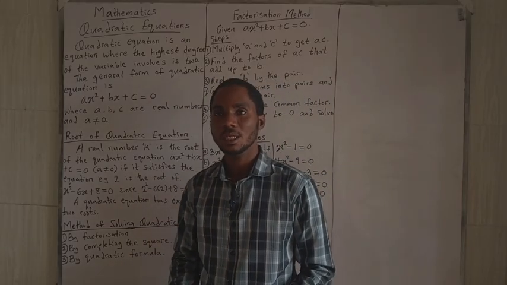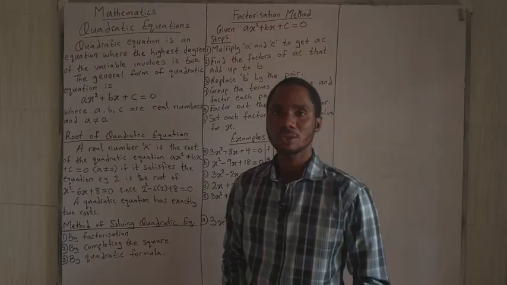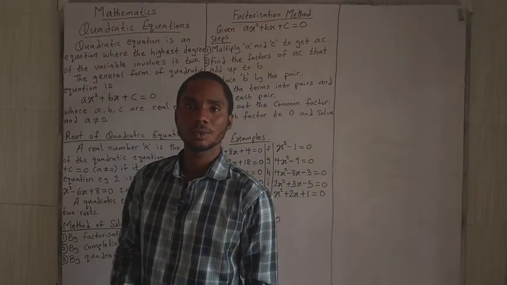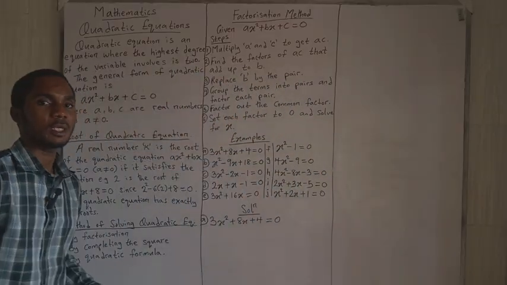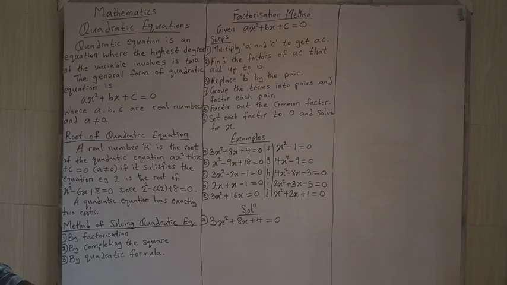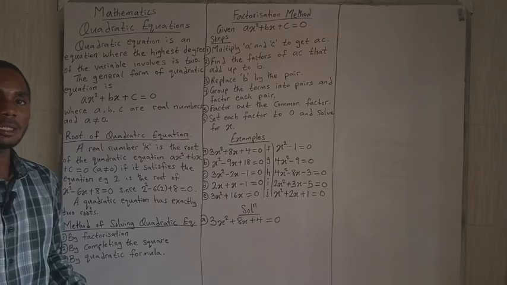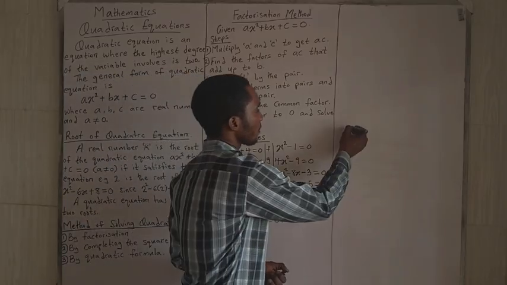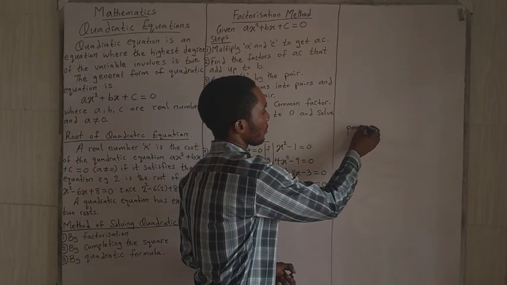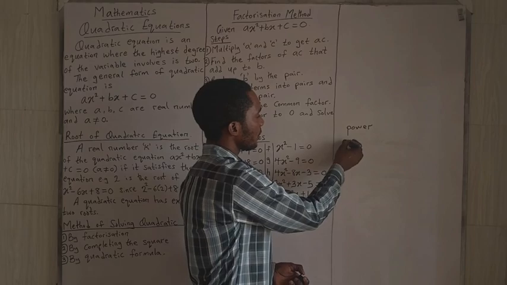Our topic for today's class is quadratic equations. What is a quadratic equation? A quadratic equation is an equation where the highest degree of the variable involved is 2. We can also define a quadratic equation as a polynomial of degree 2. Another word for degree is power or exponent.